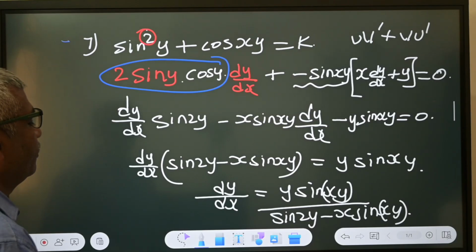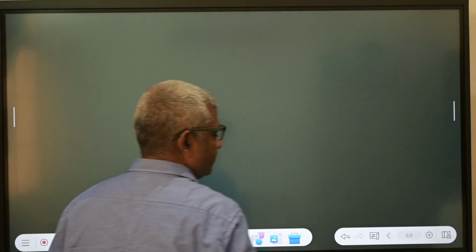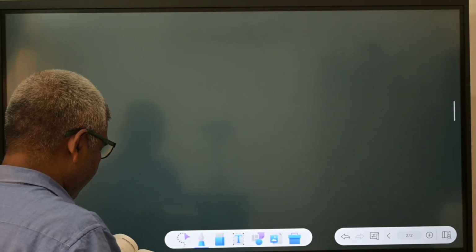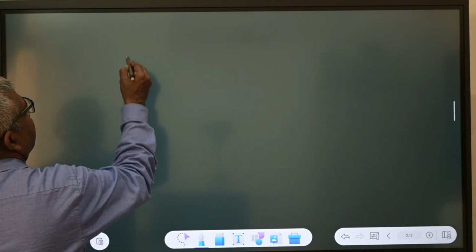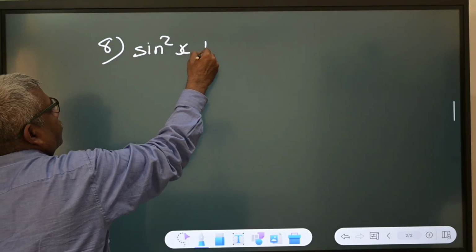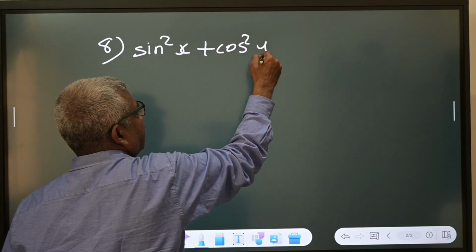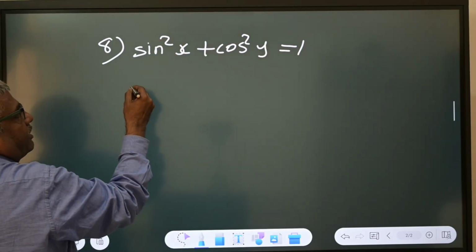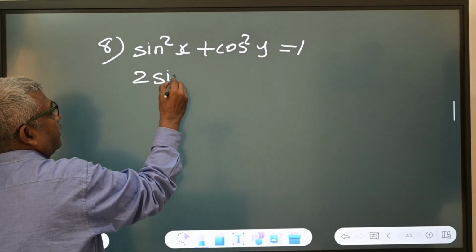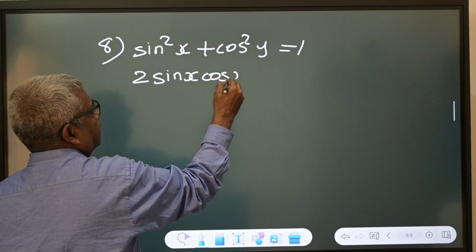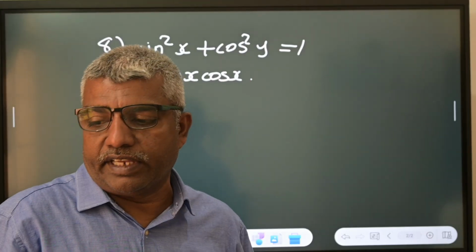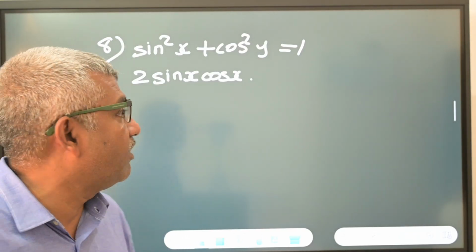Okay. Question 8. Sin squared x plus cos squared y equal to 1. Question 8 is sin squared x plus cos squared y equal to 1. Sin squared x differentiate பண்ணுங்க. Find dy by dx. 2 sin x cos x. Sin squared x if you differentiate 2 sin x. Sin x if you differentiate it is cos x.